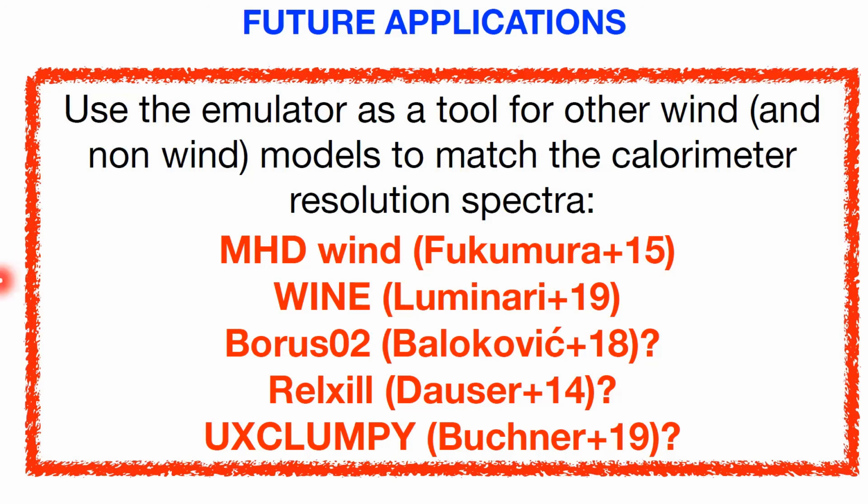I will implement it with MHD wind. I'm going to implement it with another wind, but also I would obviously like to implement this for other non-wind models. It would be just incredible to be able to match the Athena resolution. And also I want to use BXA. I want to see how I can implement BXA when I compare different models. So yes, thank you very much.